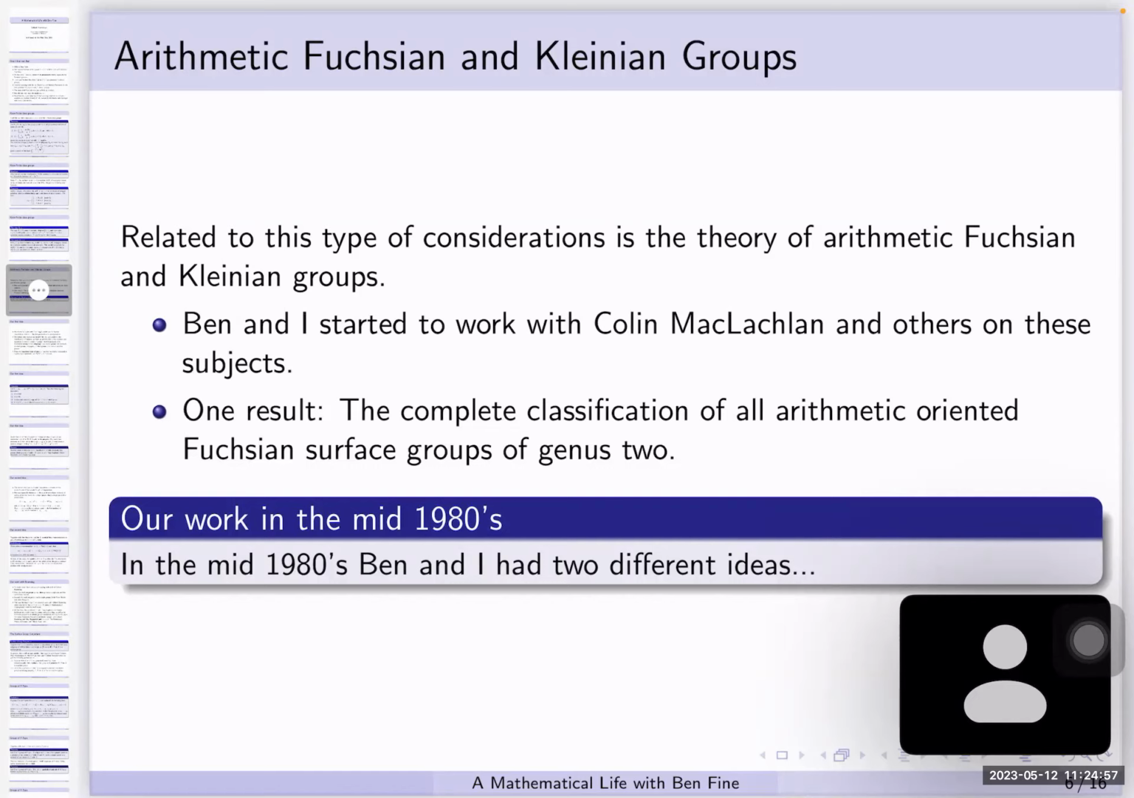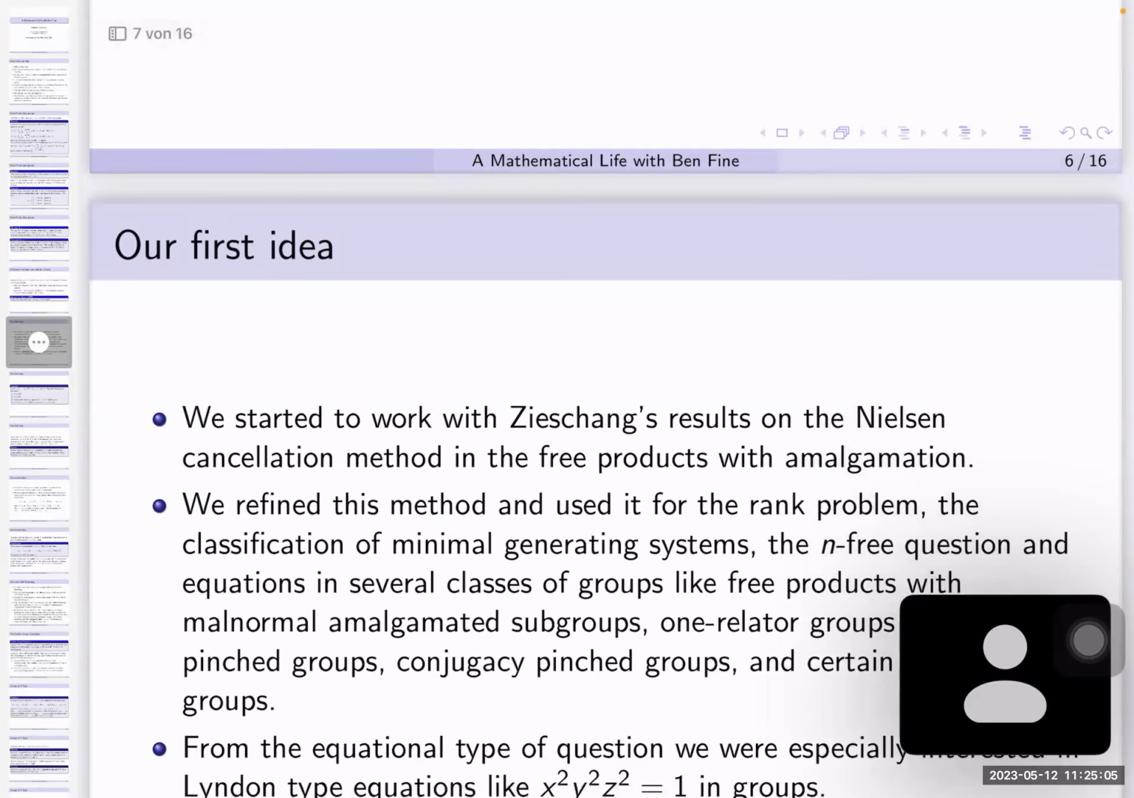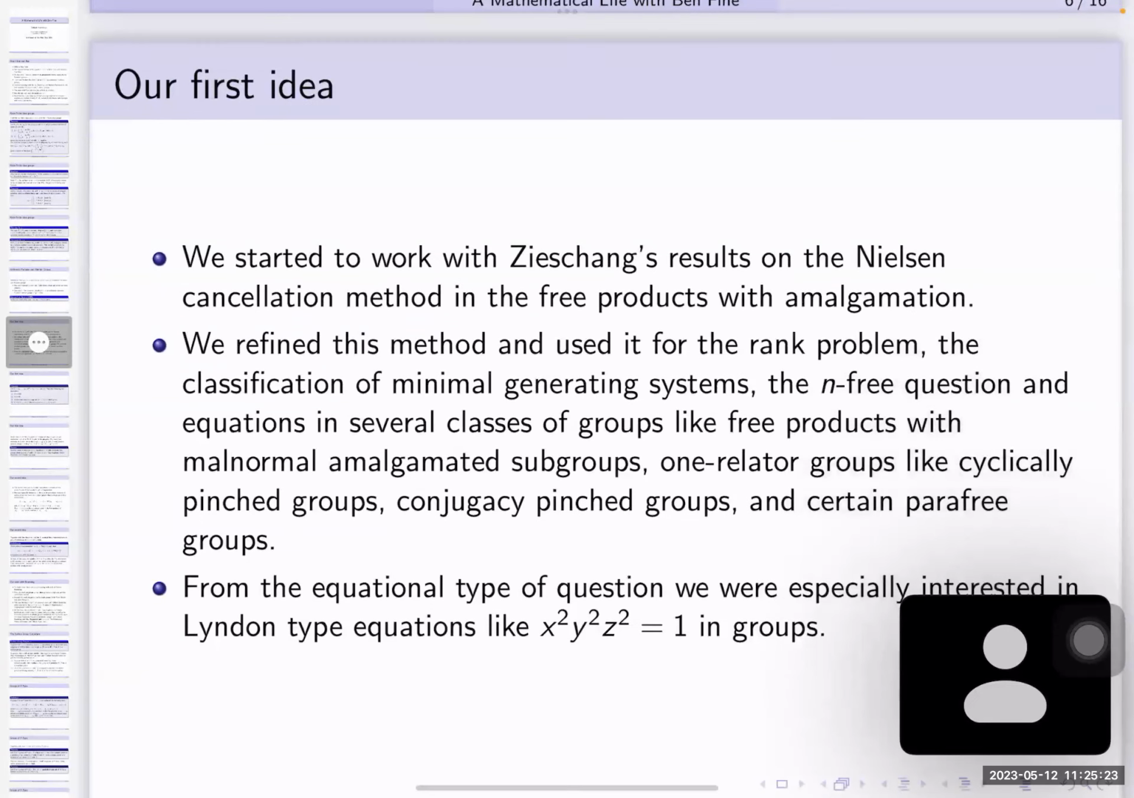Ben and I had two different ideas. The first idea was we started to work with Zieschang's results or Nielsen cancellation methods in free products with amalgamation. And we refined this method and used it for the rank problem, the classification of minimal generating systems, the n-free question, and equations in several classes of groups, like free products with malnormal amalgamated subgroups, one-relator groups, like cyclically pinched one-relator groups, conjugacy pinched groups, and certain para-free groups.